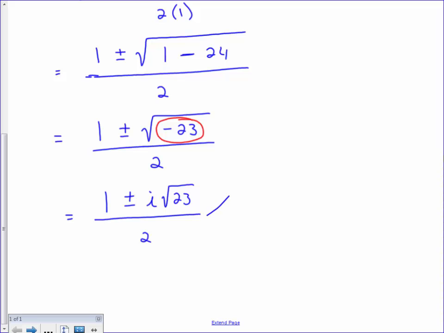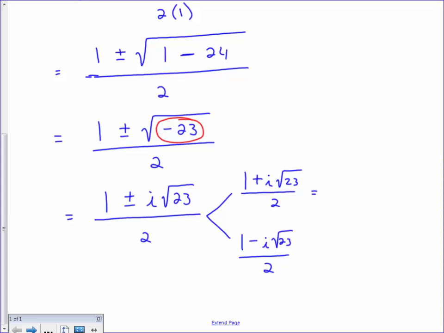Now, in a prior example, we split at this point and we separated our answers out. 1 plus i roots of 23 over 2, and then 1 minus i roots of 23 over 2. Technically, these two answers cannot be simplified, but we actually do want to rewrite them. The reason that I say they can't be simplified is notice that in the top you cannot combine the 1's with the i roots of 23. The other reason is that neither of the terms in the top are divisible by 2.